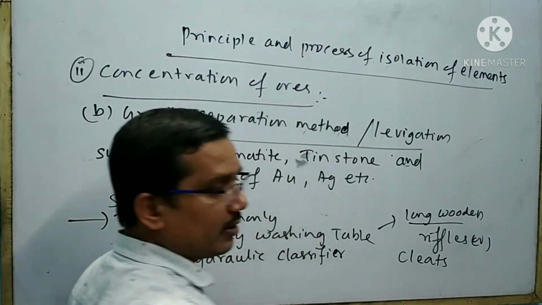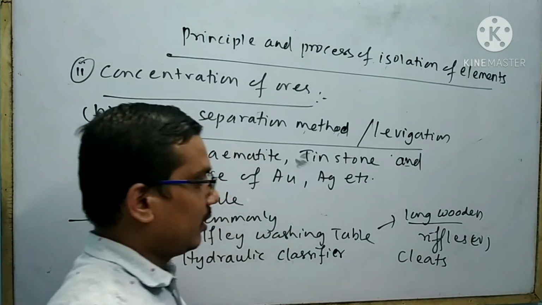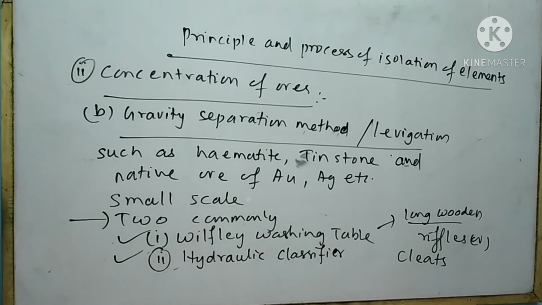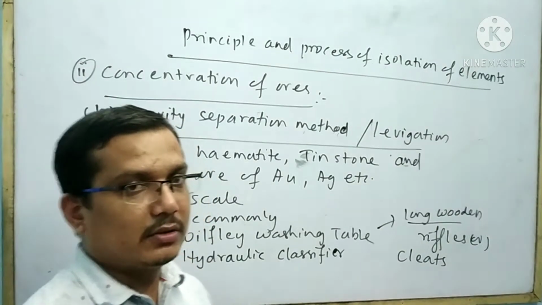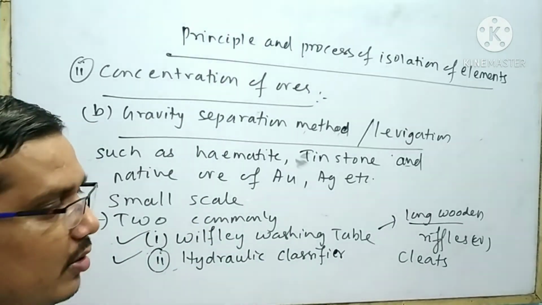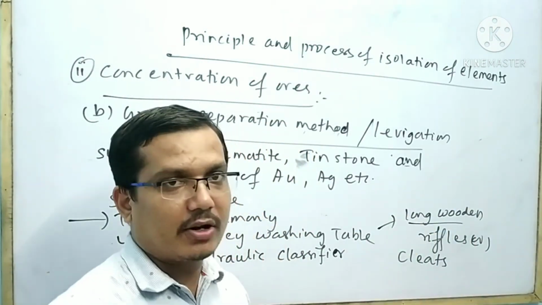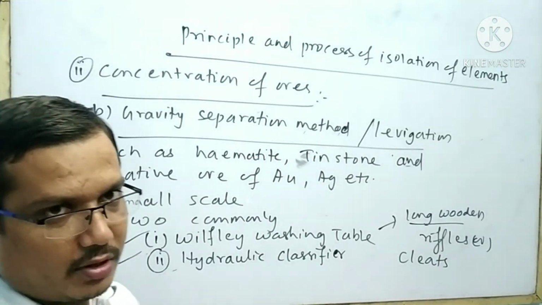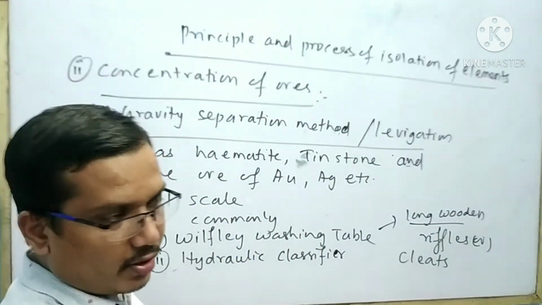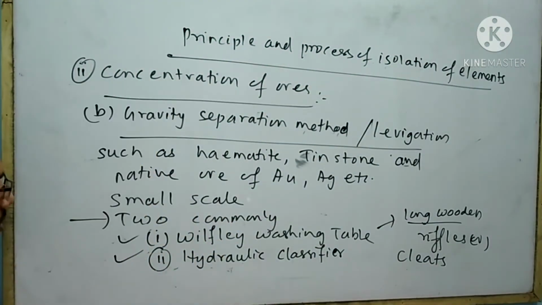The long wooden table has a slanty floor in which the cleats are attached. Next I will explain about the hydraulic classifier. The hydraulic classifier consists of a large conical reservoir which is fitted with an ore inlet at the top of the conical reservoir. On the other end, at the bottom of the conical reservoir, a water inlet is fitted.